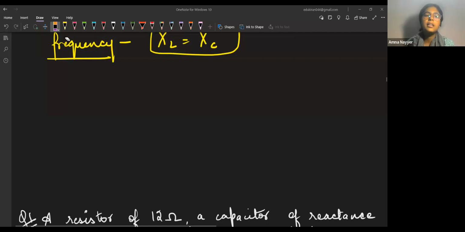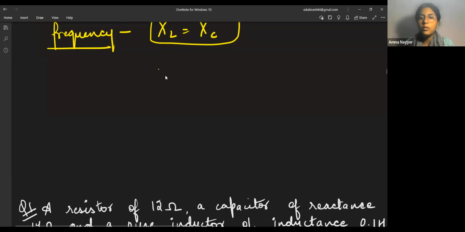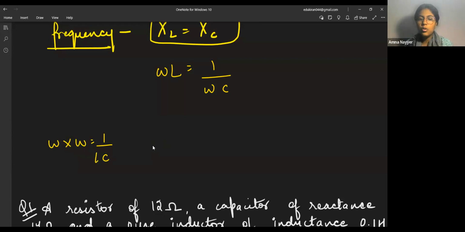Omega L is the formula, and formula of capacitive reactance is 1 by omega C. Now let's cross multiply. Let's bring this term over that side. So that becomes omega into omega is equal to 1 by LC. So omega square is equal to 1 by LC, right? Now omega will be equal to 1 by under root LC.